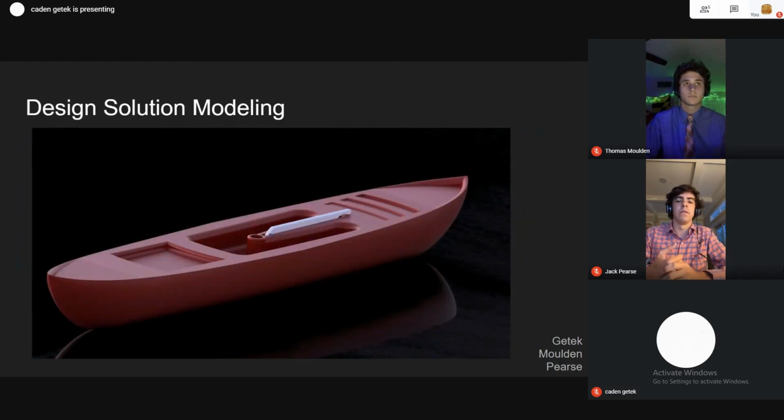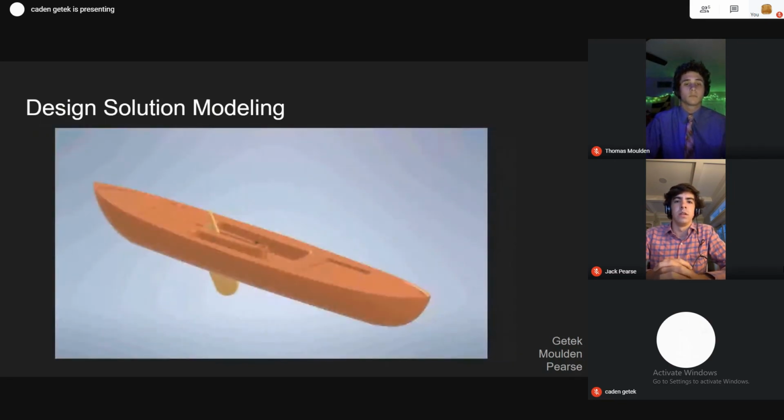So here we have the CAD modeling of our centerboard. As you can see, the kayak would be a pretty standard kayak, except in the middle of the boat, there would be a centerboard. And there we can see the animation of how the rudder would drop down, and it would be easily retractable into the boat.